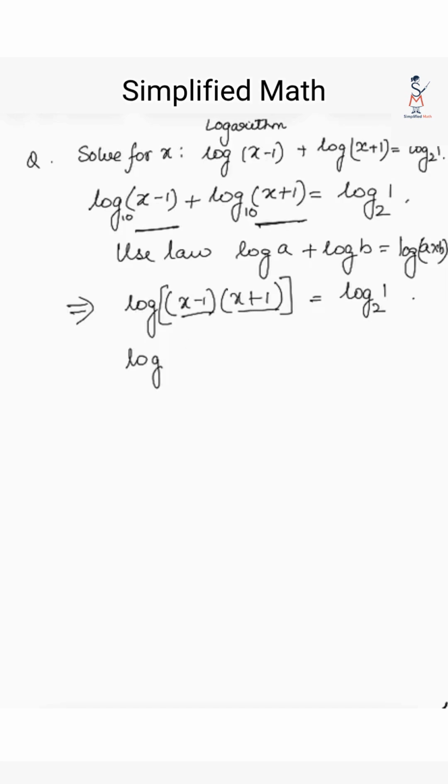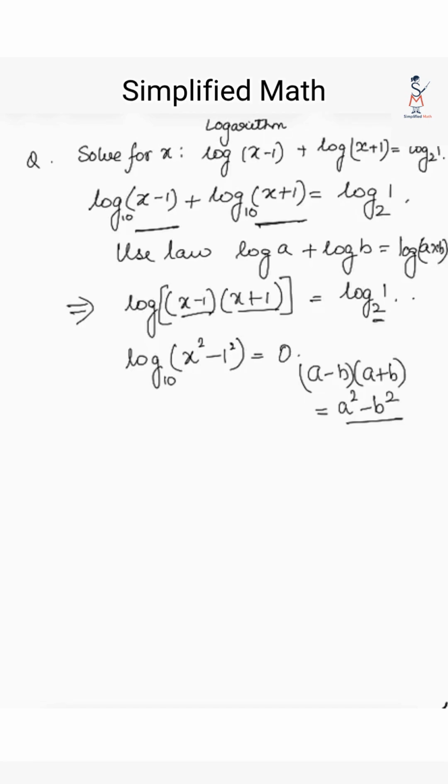What is (x − 1) times (x + 1)? This takes the form of (a − b) and (a + b). So (a − b) and (a + b) multiplied together gives a² − b². So this will become log(x² − 1²). And we know that log 1 to any base is always 0. Now this has no base, that means it is 10.